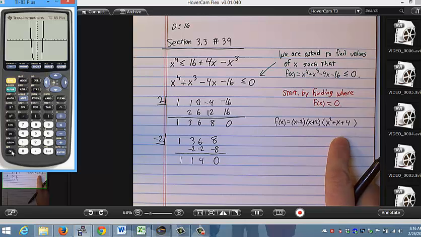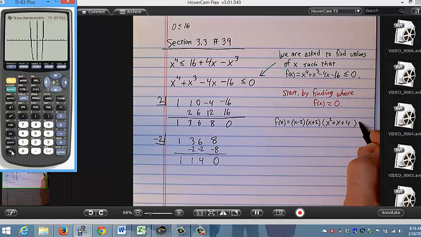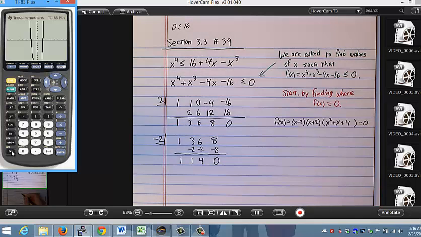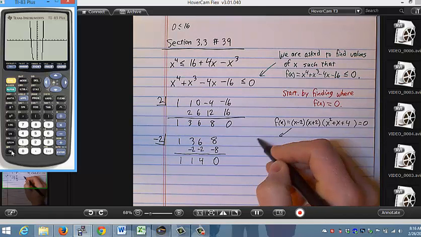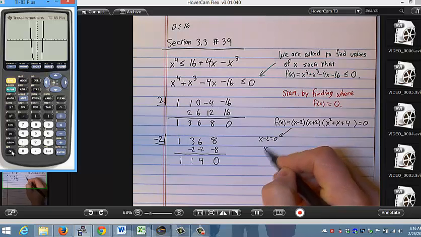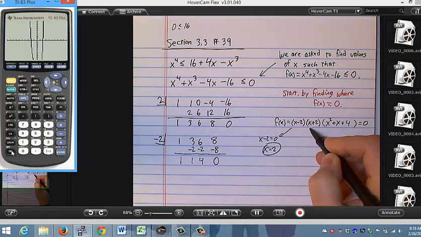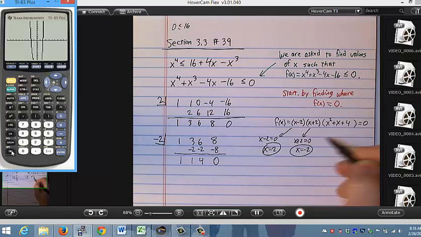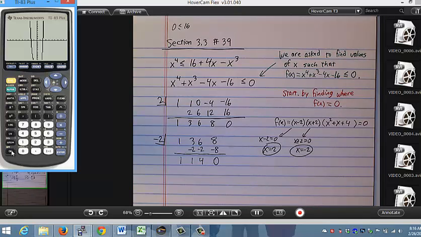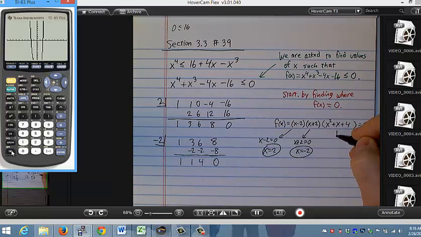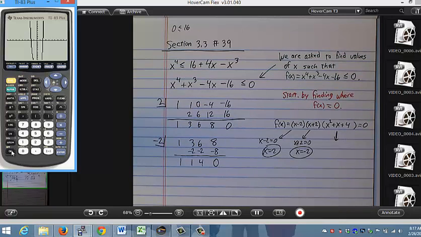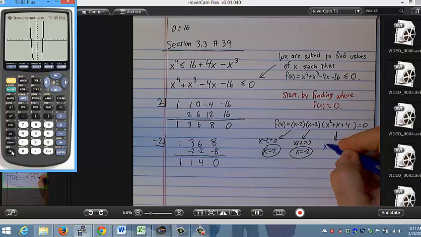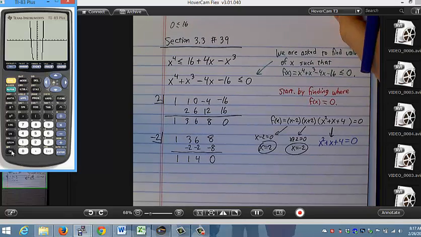Yeah. Okay. And we're trying to figure out right now where this equals zero, right? So this is easy, because we know when x minus 2 is 0, that works. So x is 2. And we know that when x plus 2 is 0, that works. So x is negative 2. Now, okay, the last one. This equation here. And I'm going to do this in a different color because this is worthy of our attention right now today. That's the last one I have to solve.